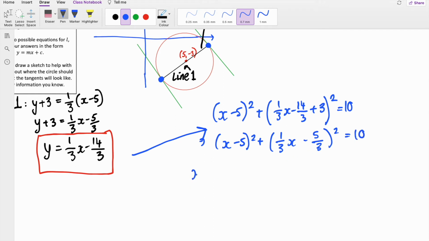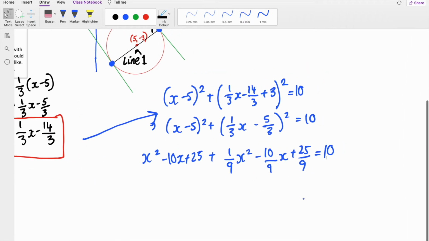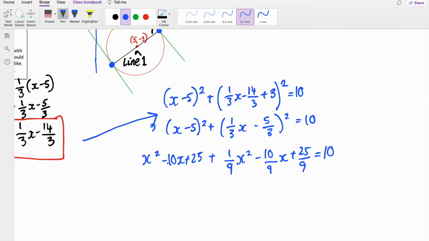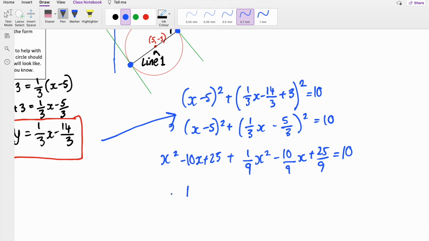Expand both brackets. That's going to give me x squared minus 10x plus 25 on the left for this bracket, plus, now I'm going to expand this bracket. That's going to give me 1/9 x squared. If I simplify straight away, 10 over 9 x plus 25 over 9 equals 10. Okay, so I'm going to continue to collect like terms. If you add all your x squared terms, your x terms and your number terms together, you will get 10/9 x squared.